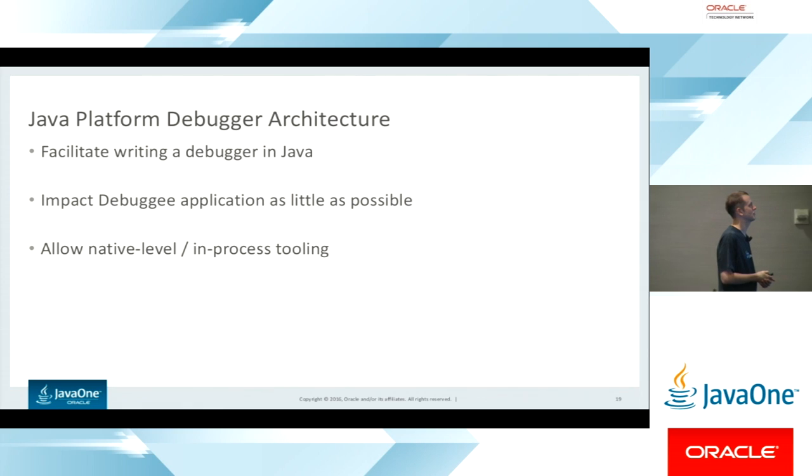We also want to make sure that the impact that the debugger has, or the act of debugging has, on the target JVM or the application running on that JVM is as absolutely small as possible. You want to avoid the observer effect, of course. And we also want to be able to allow a level of detail that would not normally be accessible to, say, an external tool like that.